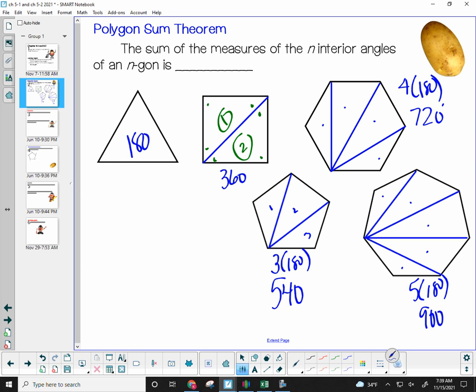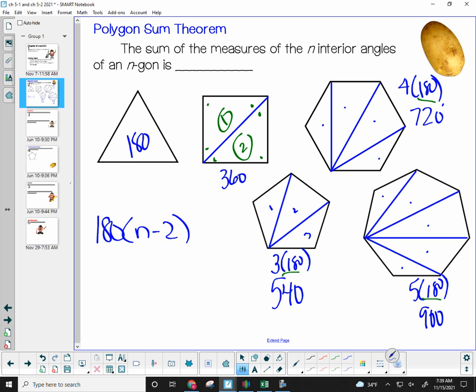Okay, so every time we add a side, we're adding 180 degrees, right? So that 180 is going to be important because we did see it over and over again, right? What about the number in front of the parentheses? Where did that number come from? Yes, it's the number of sides. So the number of sides minus 2, and then whatever that is, we take times 180, right? That's actually our formula.